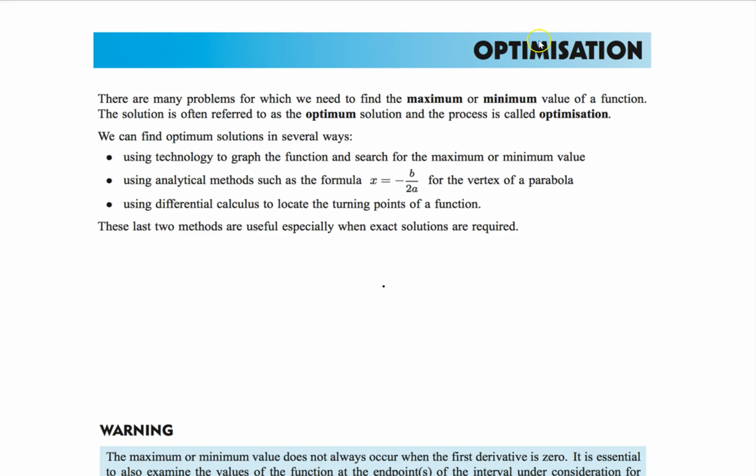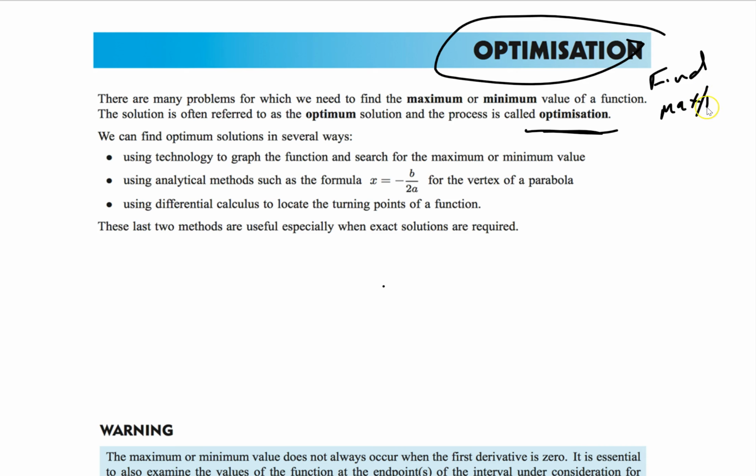Optimization. In this section, we're going to talk about how to find the maximum or minimum value of a function. When we do that, it's called finding the optimal solution, also known as optimization. So the whole idea of optimization is to find the max or min. That's the whole idea. Find the max or find the min. And we already know how to find the max min.